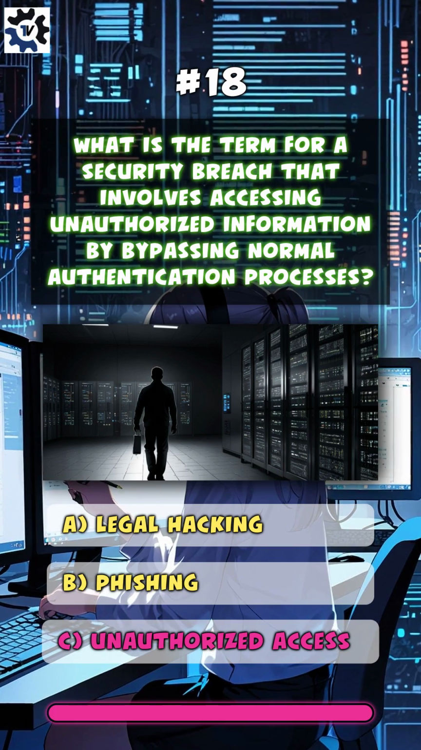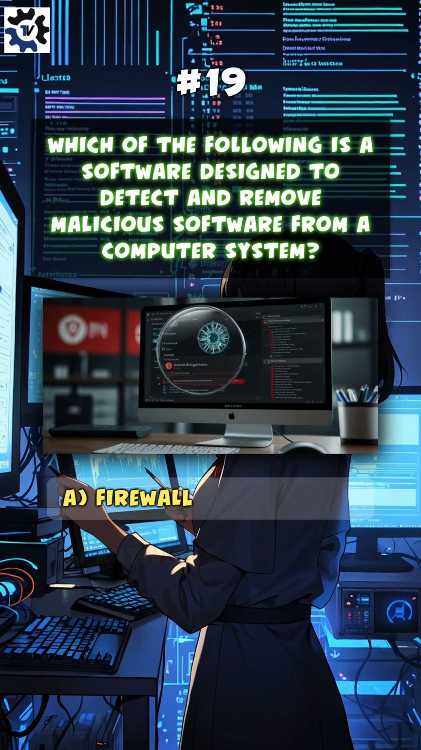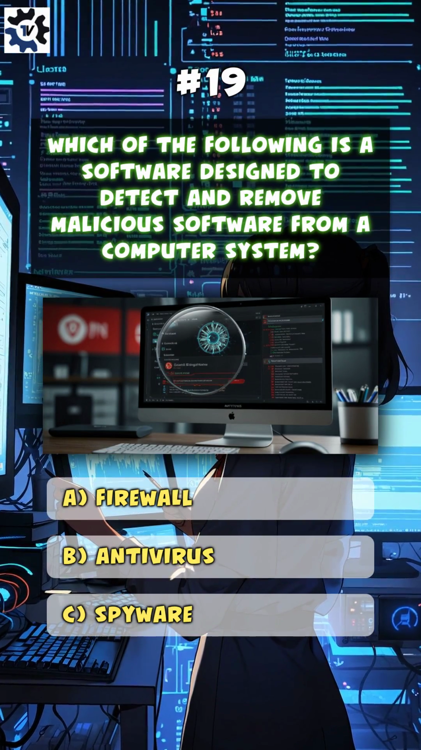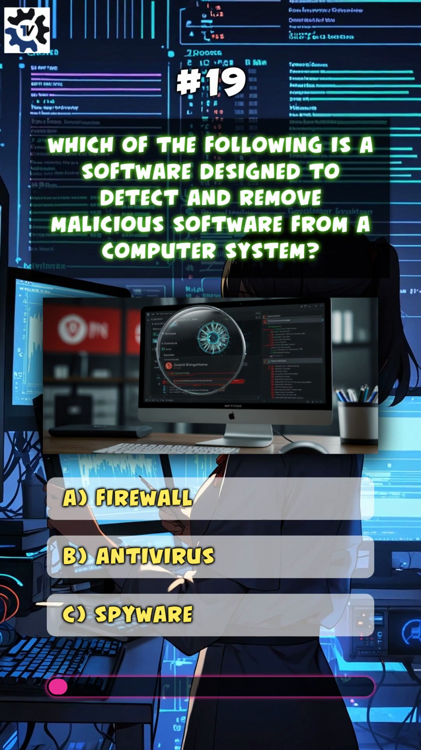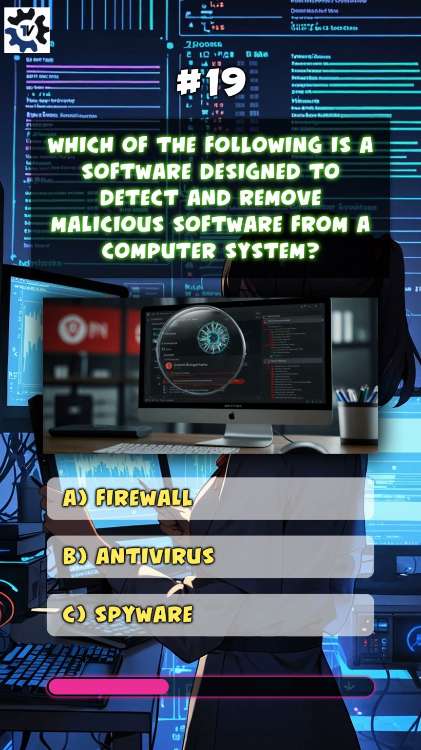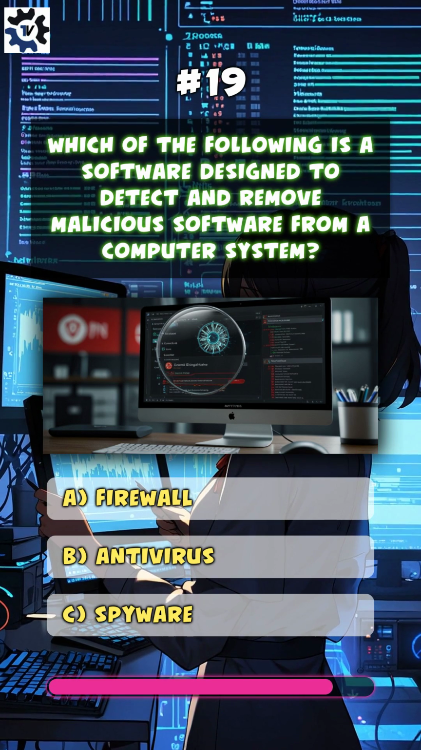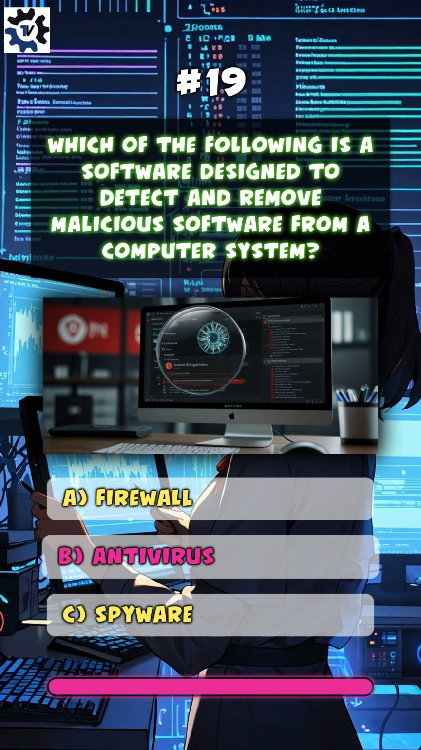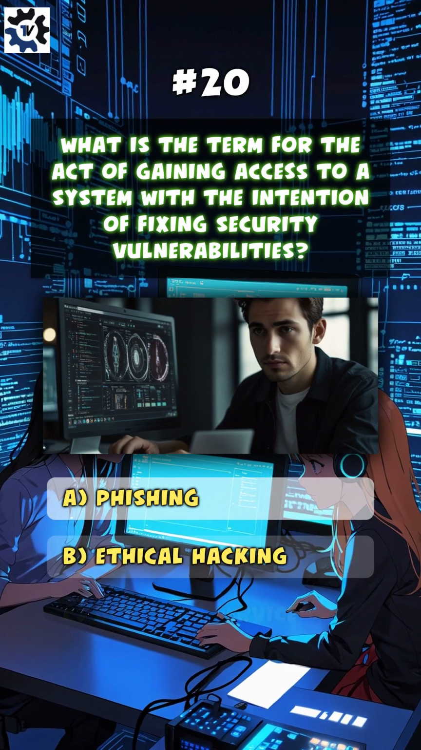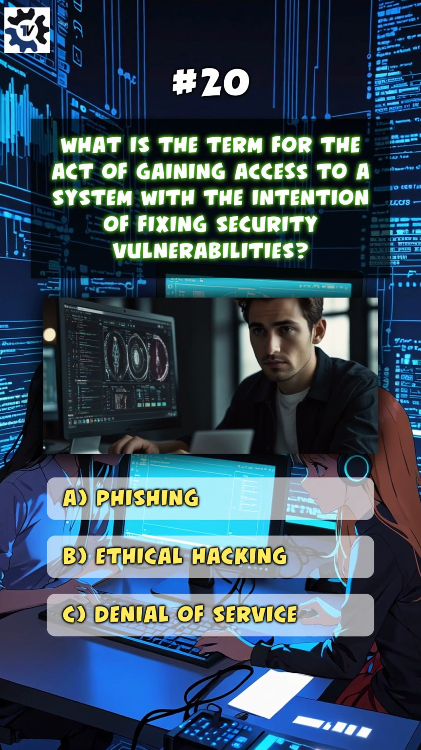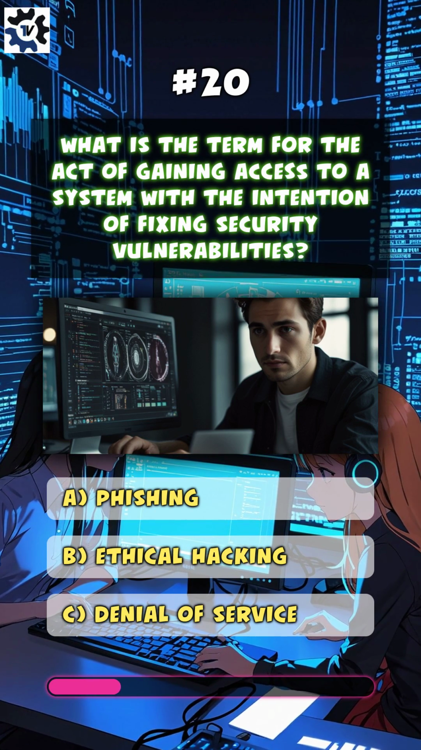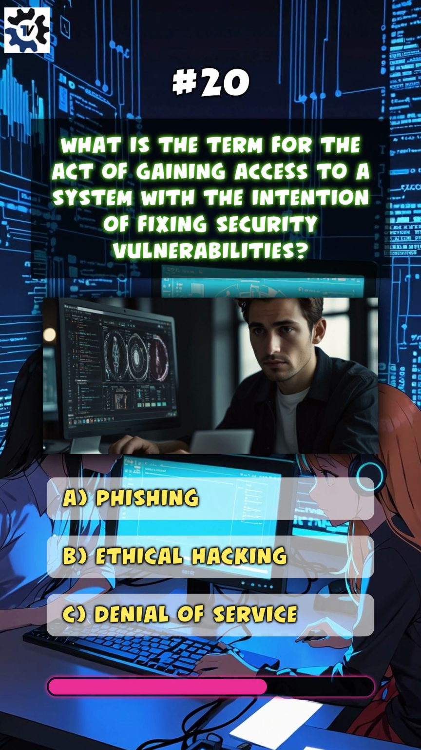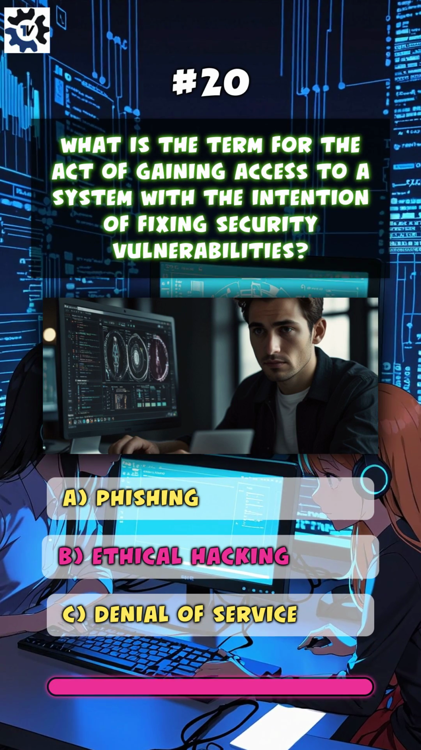C. Unauthorized access. Which of the following is a software designed to detect and remove malicious software from a computer system? B. Antivirus. What is the term for the act of gaining access to a system with the intention of fixing security vulnerabilities? B. Ethical hacking.